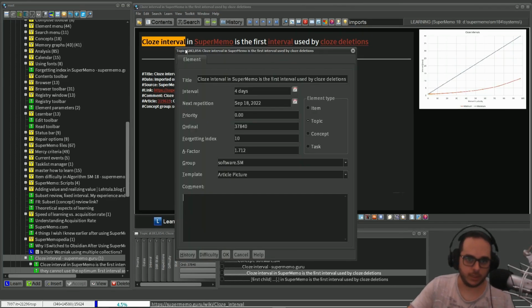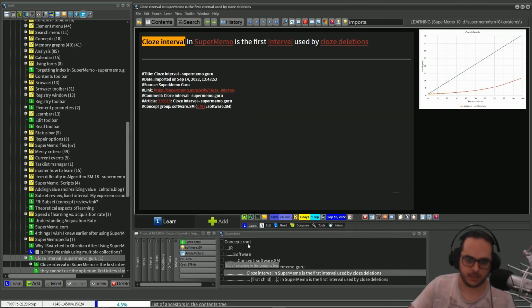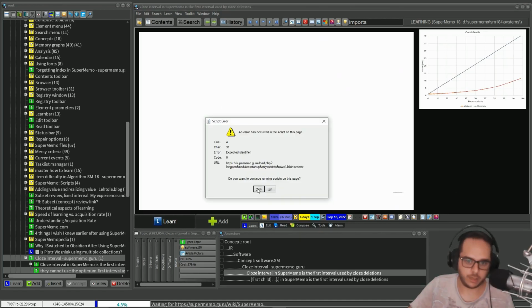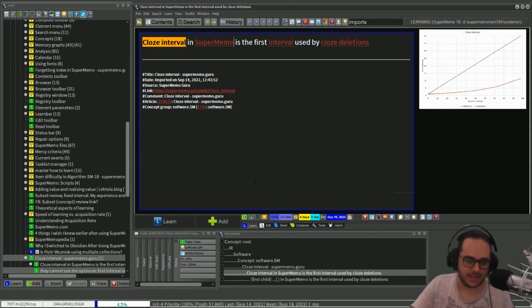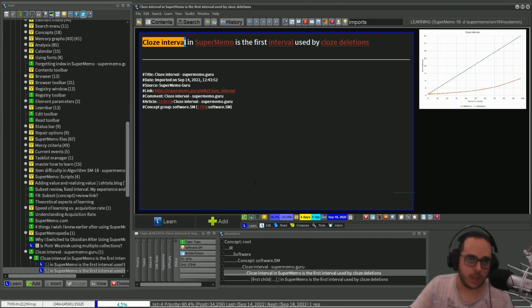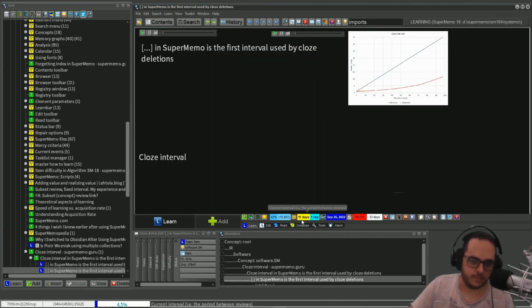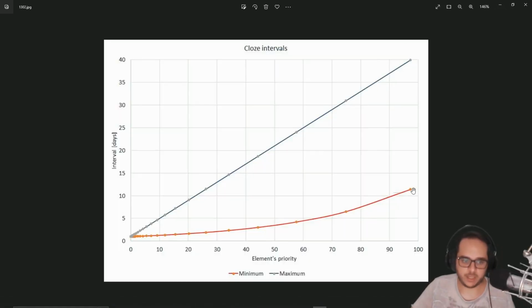So now, for the sake of the example, I will set the priority manually to the minimum. Sorry, 100% is the minimum. Okay, and I will make the close deletion of the same thing. Sorry, I clicked. I will make the close deletion exactly the same, close interval. And let's see what happens. 11 days. So it's not 12, in this case it has been 11. I guess it's between 11 and 12. So in this very same example, with the lowest priority, I had almost the minimum interval.